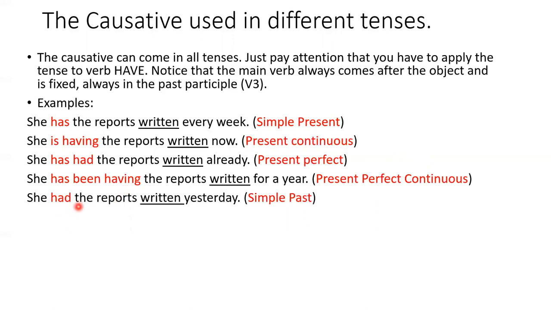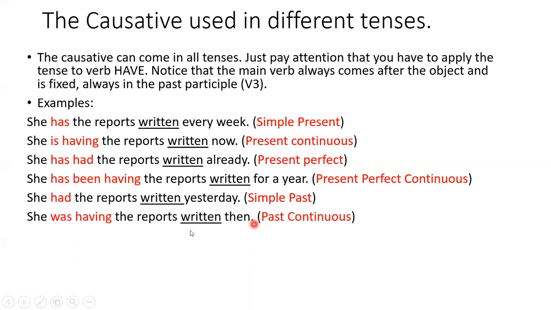She had the reports written. Here, what is the tense of the sentence? It's the simple past. How do I know? By looking at the verb have, which is here in the form of had, the simple past. She was having the reports written then. Was plus ing. This is the past continuous. Again, notice we apply the tense to verb have.